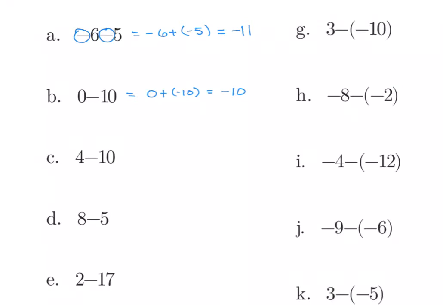Example C, 4 minus 10. If I change this into an addition problem, we get 4 plus -10. Do we have same signs or different signs? This one we have different signs, so we are going to subtract, keep the sign of the larger number. We get -6. Again, if you choose to not write this as an addition problem, what do we have here? We have a +4 and a -10. We have different signs.